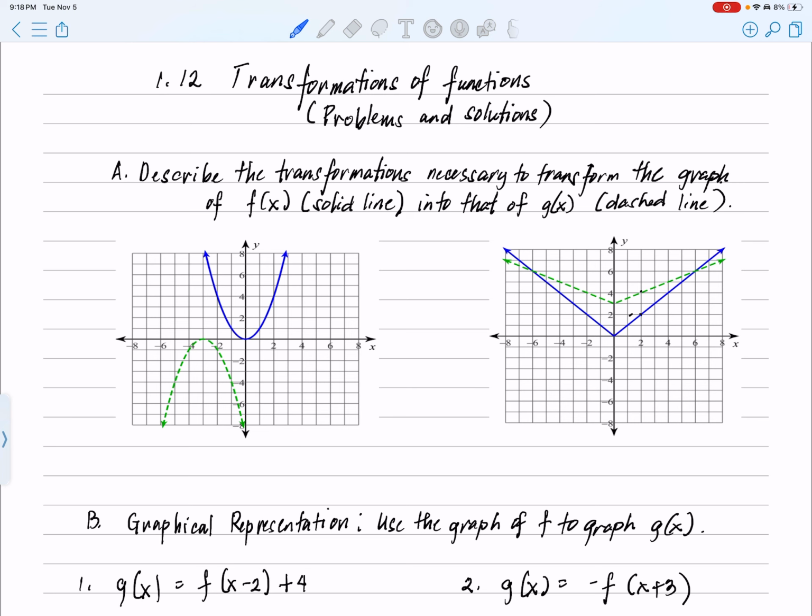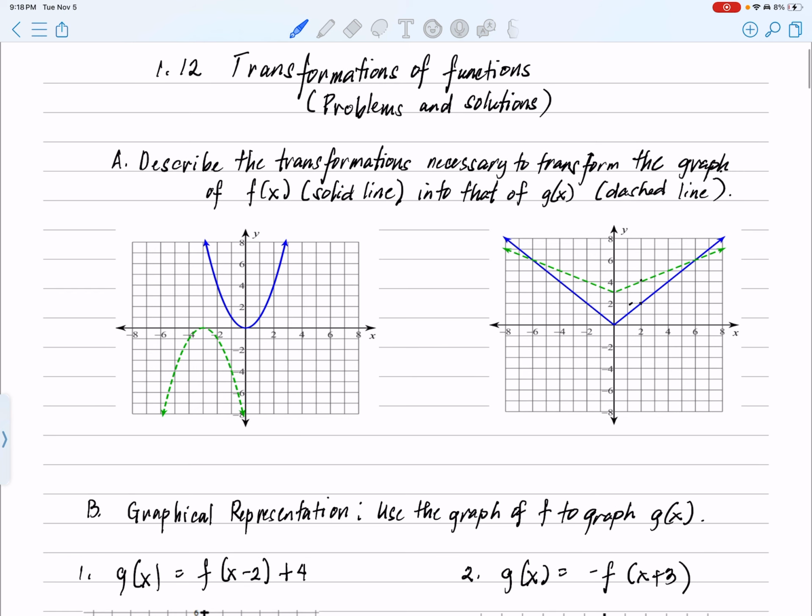I can see here that this graph is reflected across the x-axis. So I could describe that as reflect across the x-axis. Okay, that's one thing we can describe.